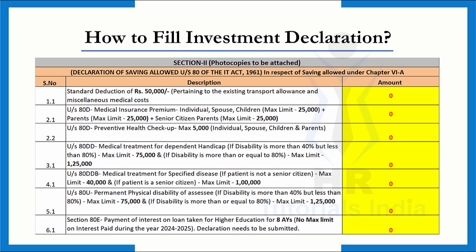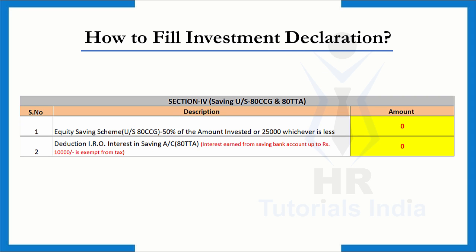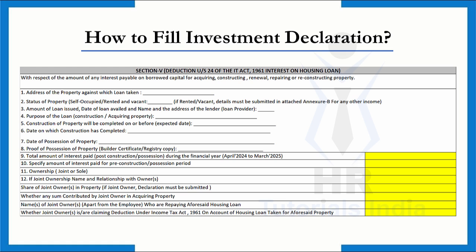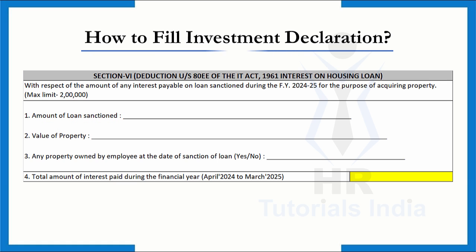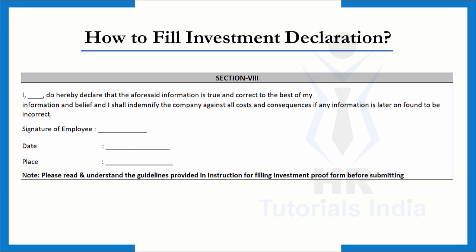Section 2 comes under the category Chapter 6A, which consists of standard deduction, 80D, 80DD, etc. Then comes section 3, which is under section 80C. Then section 4, which is related to 80CCG and 80TTA. Then section 5 under section 24, interest on home loan. Then comes section 6, 80EE, interest on housing loan. Then comes section 7, which is related to income from dividends and other sources of income.